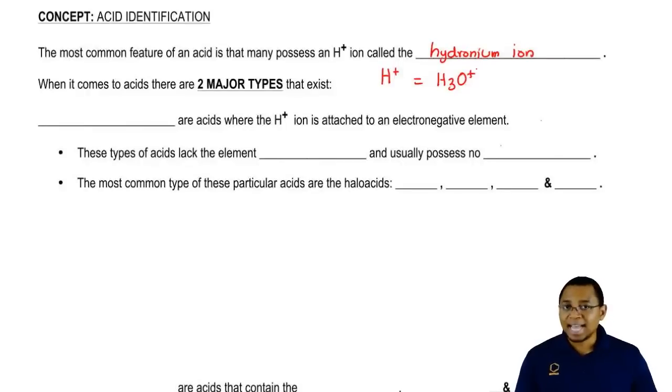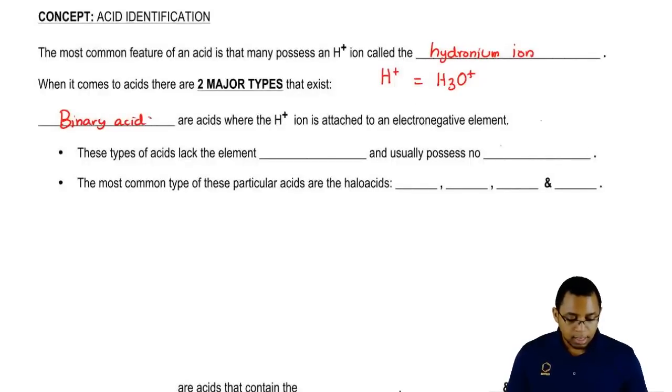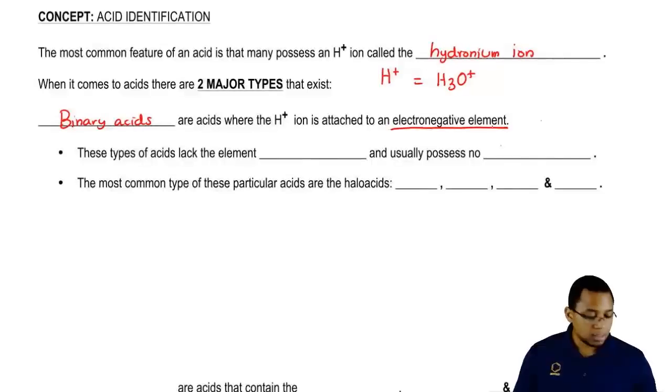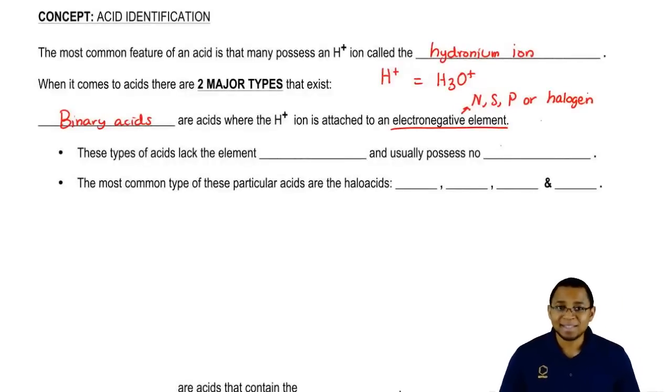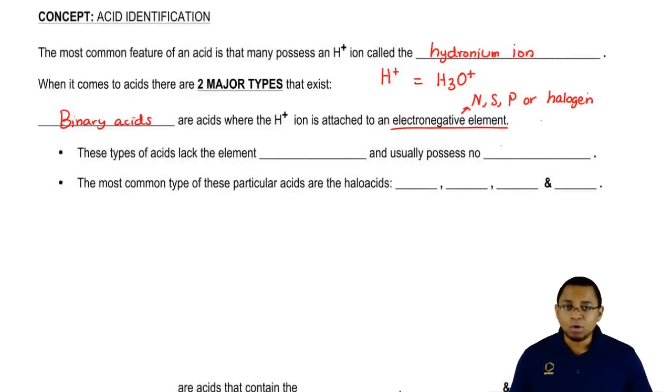Now we're going to say when it comes to acids, there are two major forms. The simpler of the two are called binary acids. A binary acid possesses H+, and that H+ is connected to some electronegative element. The electronegative element would be nitrogen, sulfur, phosphorus, or some type of halogen: fluorine, chlorine, bromine, or iodine. The key thing that binary acids don't have is, no binary acid has oxygen. If you have oxygen on an acid, that will be a different type of acid. So all binary acids, none of them have oxygen present.